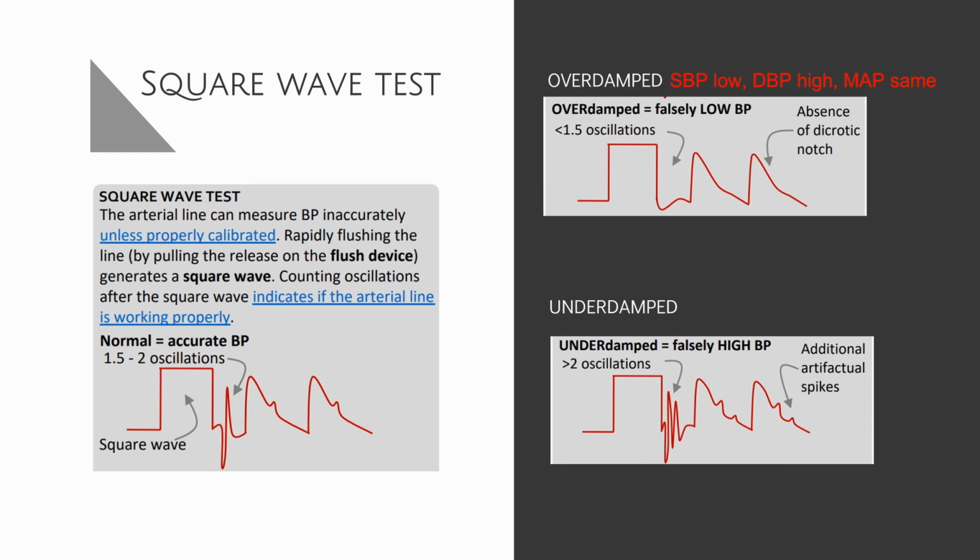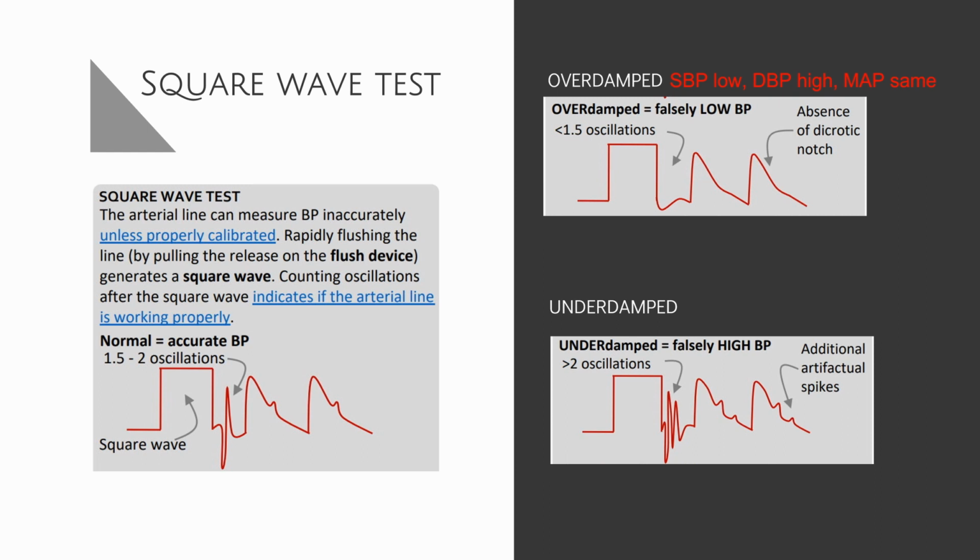In a normal situation where we've got the right amount of damping, we would have 1 to 2 oscillations, and that would be normal. Then we know that our systolic and diastolic trace and values are correct and accurate. If we have no oscillations or less than 1, in that example, which you can see there, we would probably suspect that the line is overdamped, and then we follow the troubleshooting for that. There will often be the absence of a dicrotic notch as well.